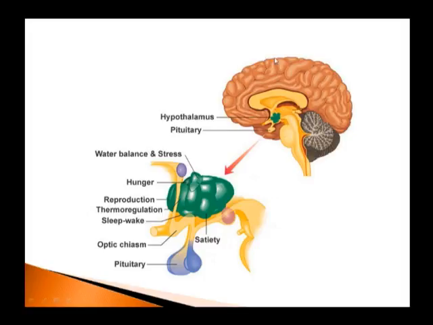So here we are again. We have a cross-section of the brain. We have this green-like structure, the hypothalamus, which is connected to the pituitary. Notice these different lobes within the hypothalamus. We have lobes that control appetite. We have a lobe that controls the sleep-wake cycle. We have a lobe that controls thermoregulation, reproduction, hunger, water balance, and stress. So it's a really small structure, but it's critically important to our overall body function.